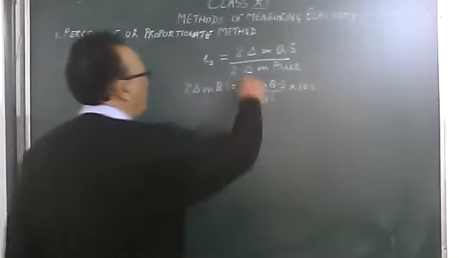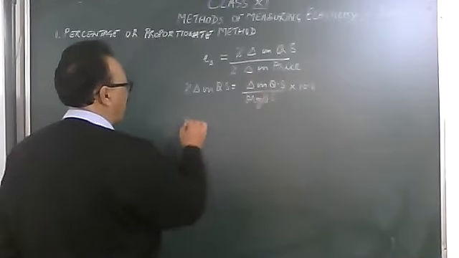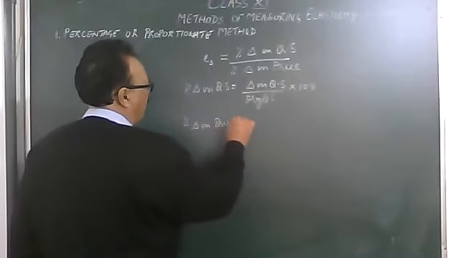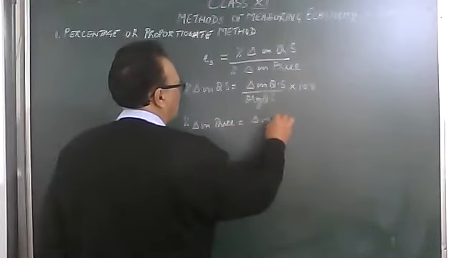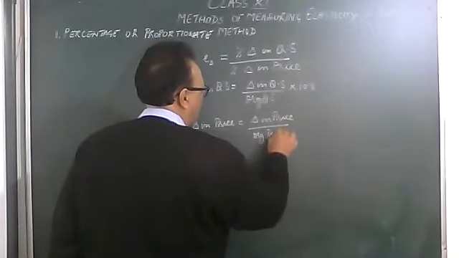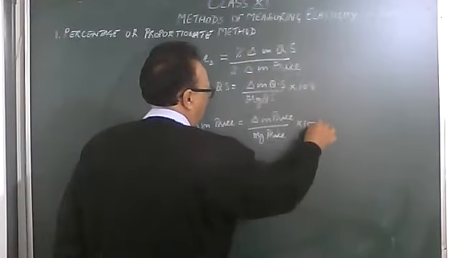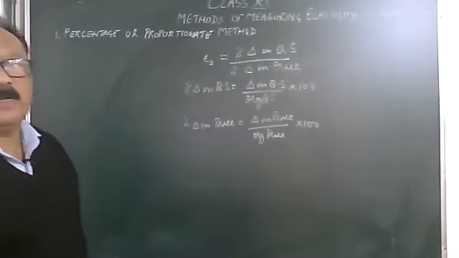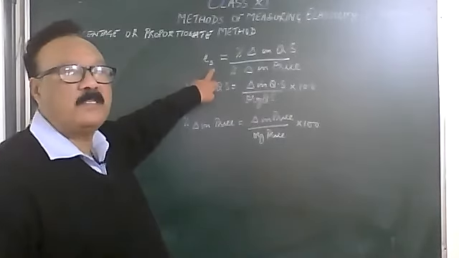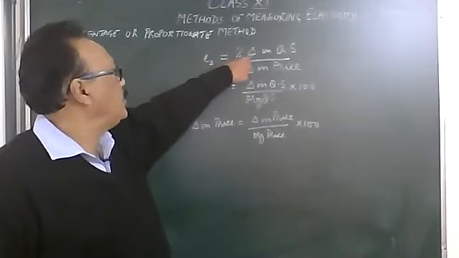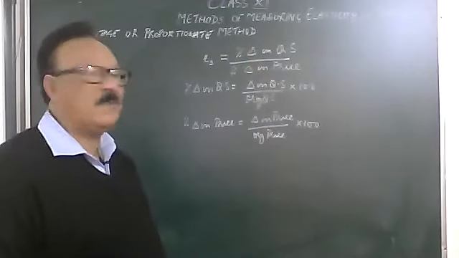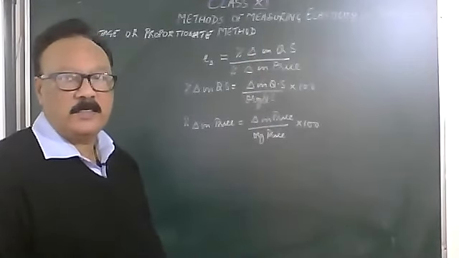And how do we find percentage change in price? Percentage change in price will be equal to change in price upon original price into 100. These are the formulas we will use. Elasticity of supply by the percentage method is percentage change in quantity supplied upon percentage change in price, where delta stands for change.